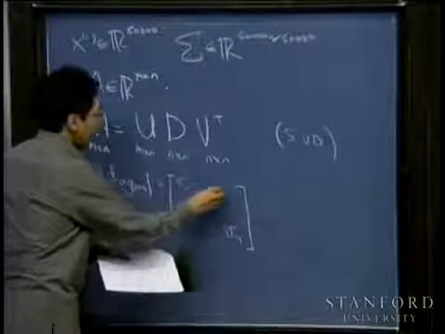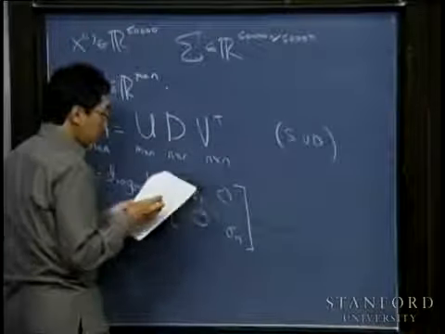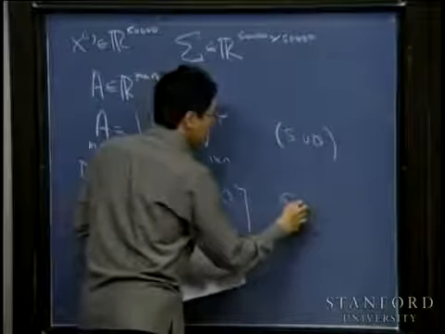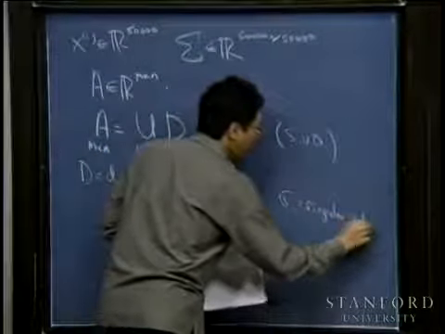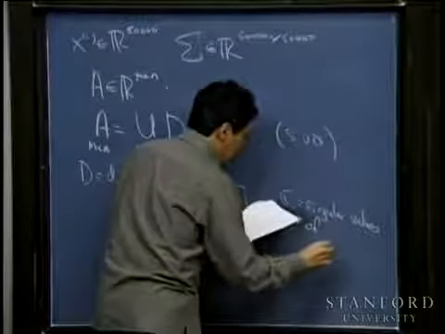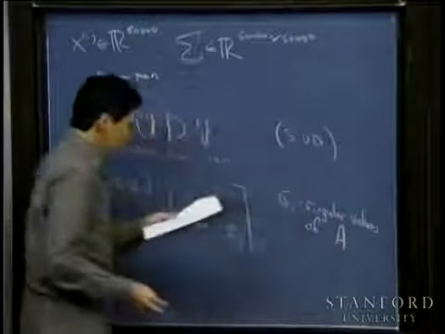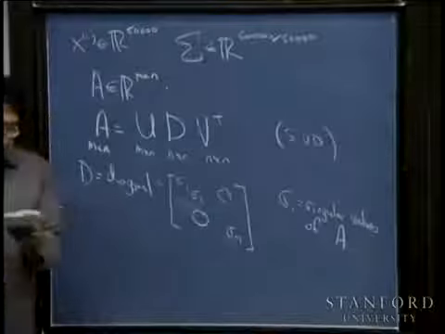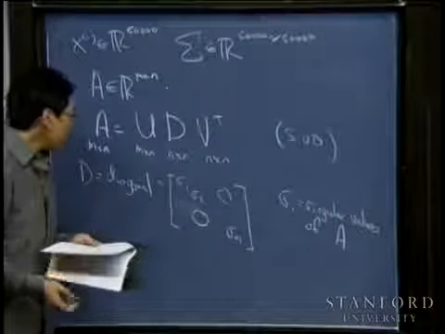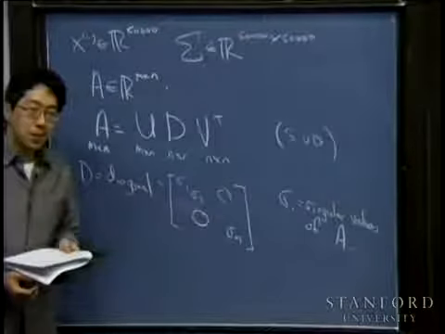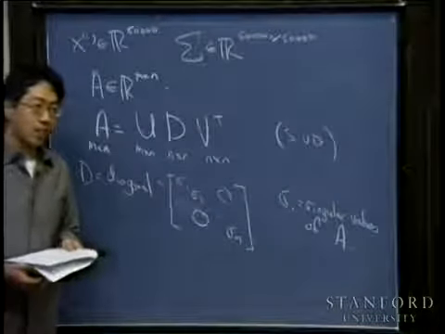Okay, and with zeros on the off diagonals, and the values sigma I are called the singular values of the matrix A. So, yeah, I guess almost all of you said you learned this as a graduate student rather than as an undergrad.